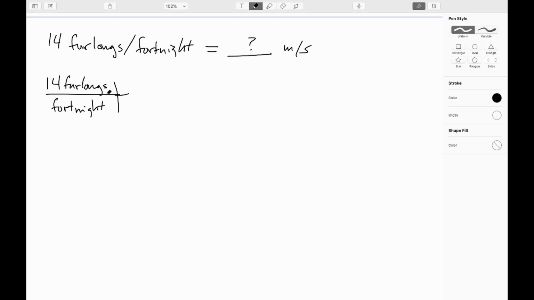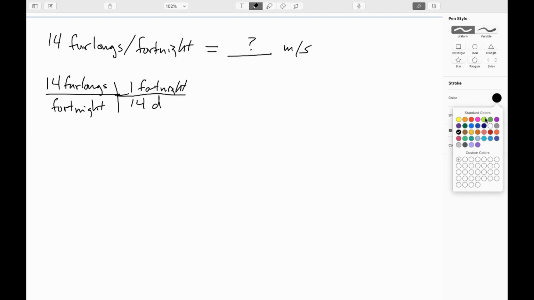So I've got two things I have to do here. We need to develop a strategy. And my strategy is I need to get my furlongs to meters somehow, and I need to get my fortnight to seconds somehow. Let's do the fortnight to seconds. Hopefully that will go at least a little bit better. So I know that one fortnight is 14 days. So that isn't seconds, but that gets me closer to seconds, right? That's more like seconds than a fortnight is.